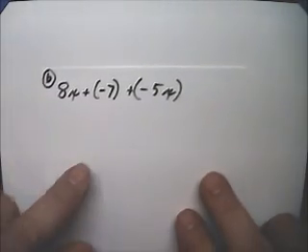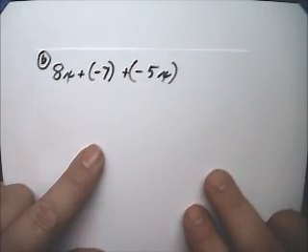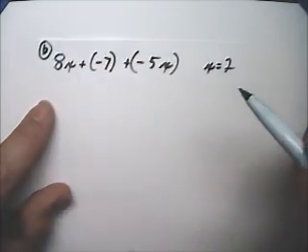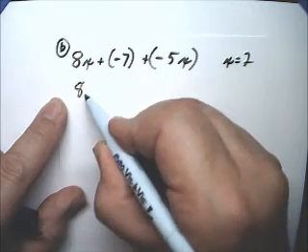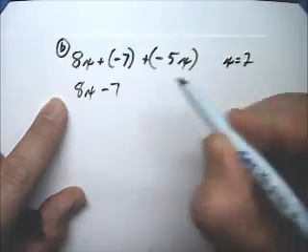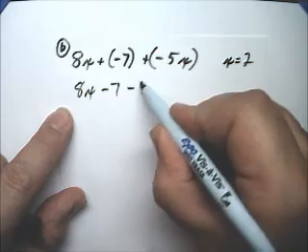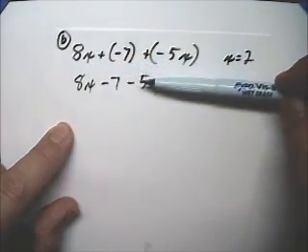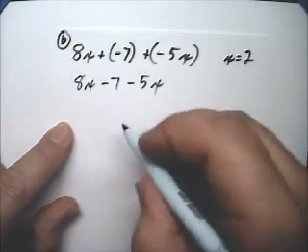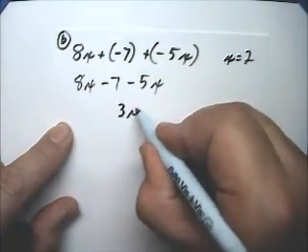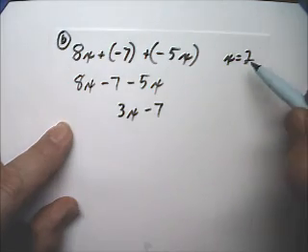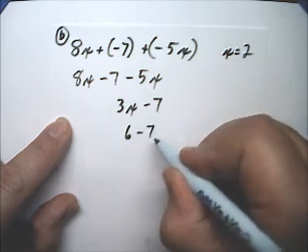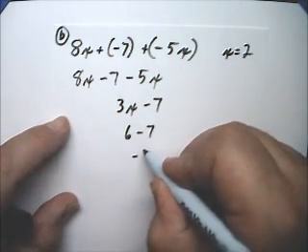Now the B part is very similar, and x equals 2 for this. So this time I have 8x minus 7 minus 5x. And the like terms are this positive 8x and the negative 5x, and that adds up to positive 3x. Now if x equals 2, this ends up to be 6 minus 7, and that evaluates to negative 1.